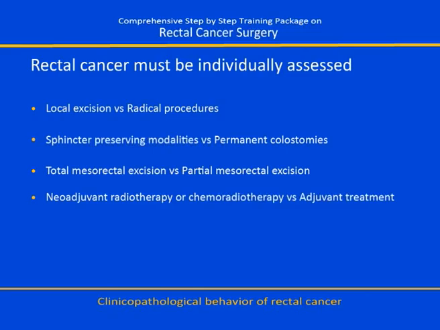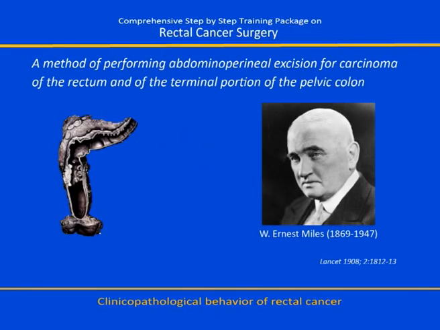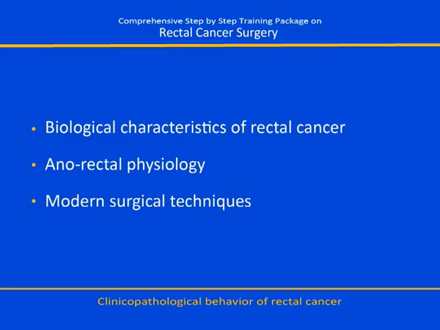For example, local excision versus radical procedures, sphincter-preserving modalities versus permanent colostomies, total mesorectal excision versus partial mesorectal excisions, and neoadjuvant radiotherapy or chemoradiotherapy versus adjuvant treatment. Miles described abdominoperineal excision for rectal and distal sigmoid cancers early last century. Since then, the biological characteristics of this cancer are more clearly understood. The physiological relationship between the rectum and the sphincters has been determined, and modern surgical techniques have developed.